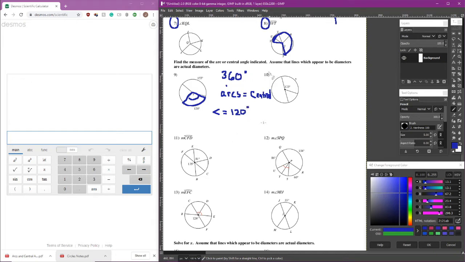Okay, number 10 is just like number 9. You can do that on your own. Now number 11 gives you a major angle, CFD.